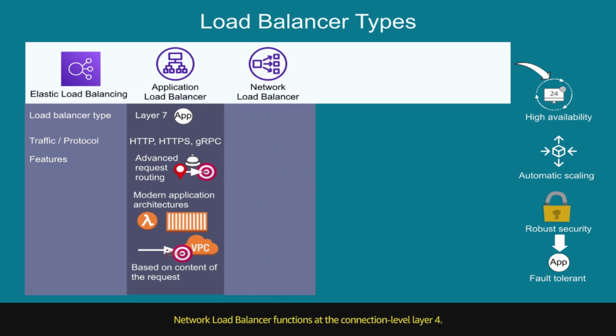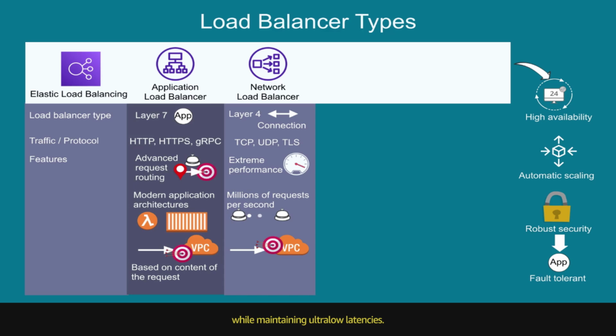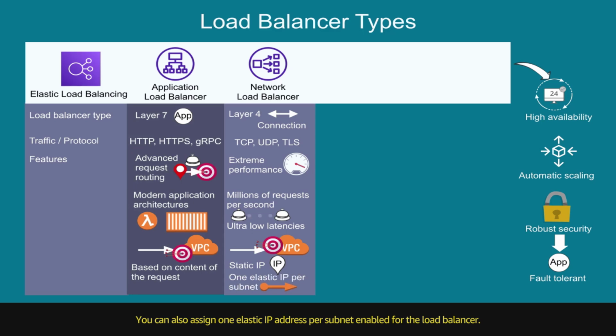Network Load Balancer functions at the connection level, layer 4. It is best suited for load balancing of TCP, UDP, and TLS traffic, where extreme performance is required. Network Load Balancer can also route traffic to targets within Amazon VPC and is capable of handling millions of requests per second while maintaining ultra-low latencies. It supports static IP addresses. You can also assign one elastic IP address per subnet enabled for the load balancer.